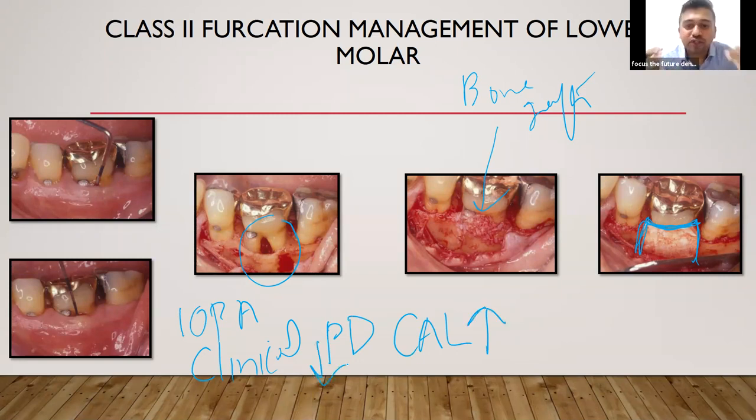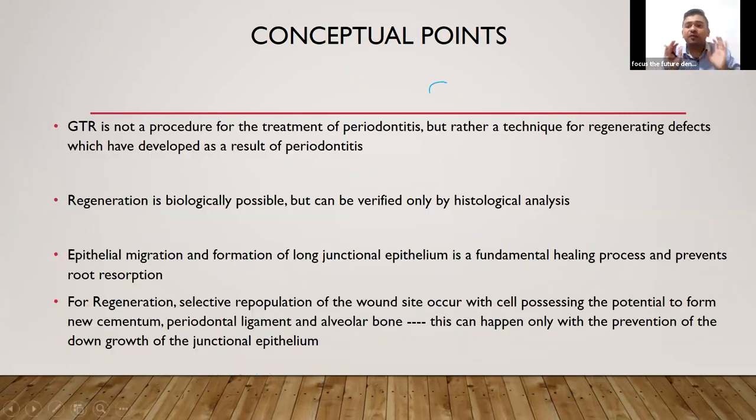Some kind of tissue has formed there. It can be bone, it can be cementum, we don't know, but we are happy with the patient's pocket depth. See here, the whole probe was going inside, now only a little bit goes inside. With this you can say there is some kind of regeneration and the site is healed. So that is another example of a class 2 furcation where you can use a GTR membrane. This is just to give you an idea how we place it and use it in different cases.